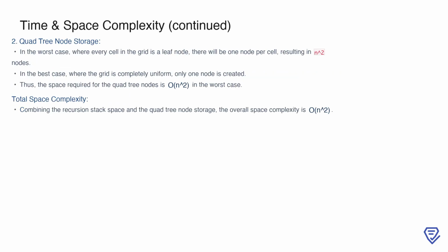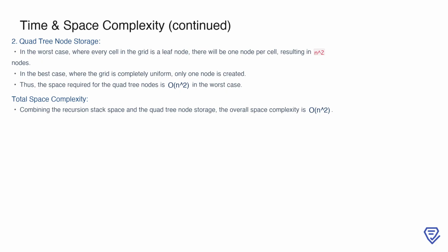The second component of space complexity is the storage required for the quad tree nodes. In the worst case, where every cell in the grid must be represented as an individual leaf node, there will be n squared nodes, one for each cell. In contrast, the best case occurs when the entire grid is uniform, requiring only a single node to represent the entire structure. Therefore, the space required for the quad tree nodes ranges from O(1) in the best case to O(n squared) in the worst case. Combining this with the recursion stack space, the total space complexity is also dominated by the O(n squared) term in the worst case.